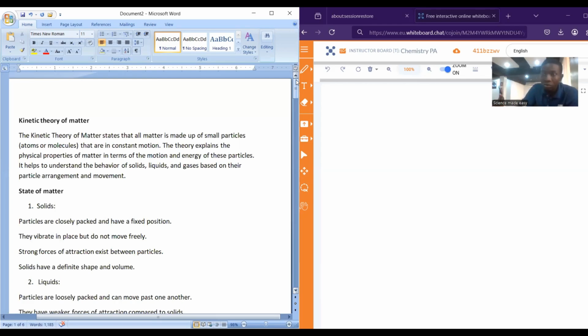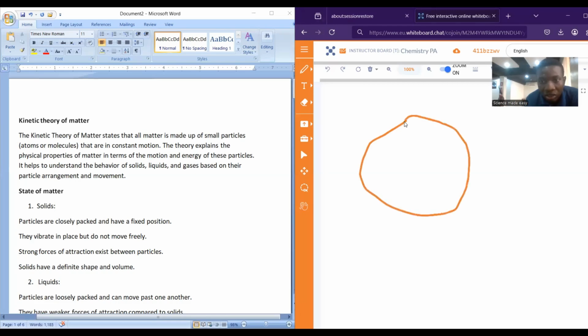Now the solid. When you're talking about a solid, the particles are closely packed together. That restricts their movement, so they cannot move. That is why a solid does not move: there's a restriction in their movement because of their structure. The particles are closely packed together.